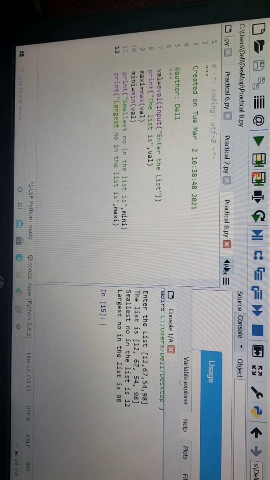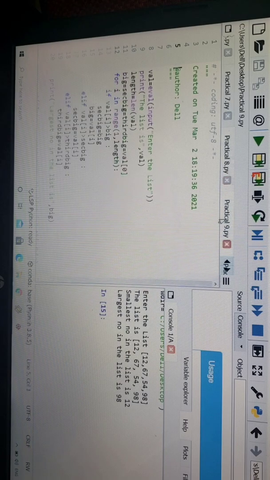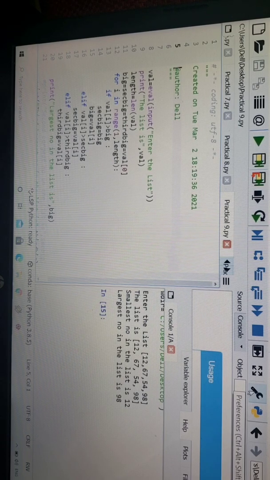Okay. Now let's have a look at the next program, in which you have to find the third largest number. See, in this list, if you want to find out the third largest number, you all know that the third largest number is 54 here. So how can you do that?